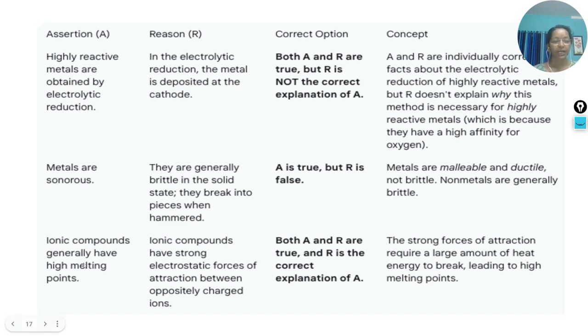Ionic compounds generally have high melting points. Correct only. We learned ionic compounds have strong electrostatic forces of attraction between the oppositely charged ions. So both A and R are true, and R is the correct explanation of A.